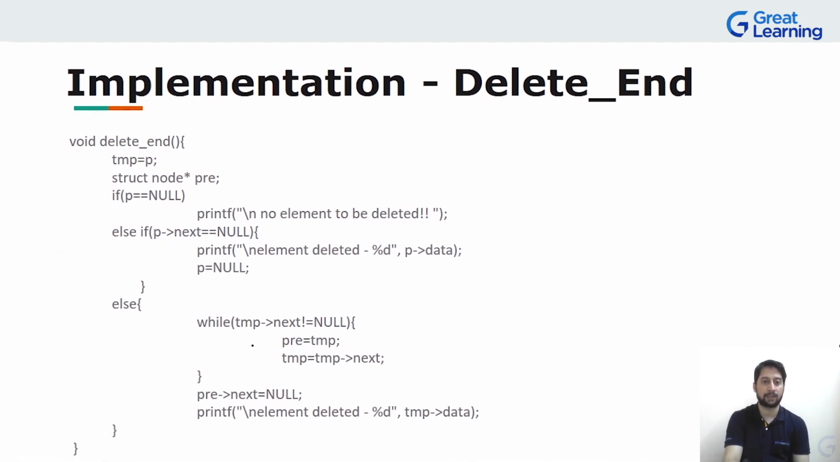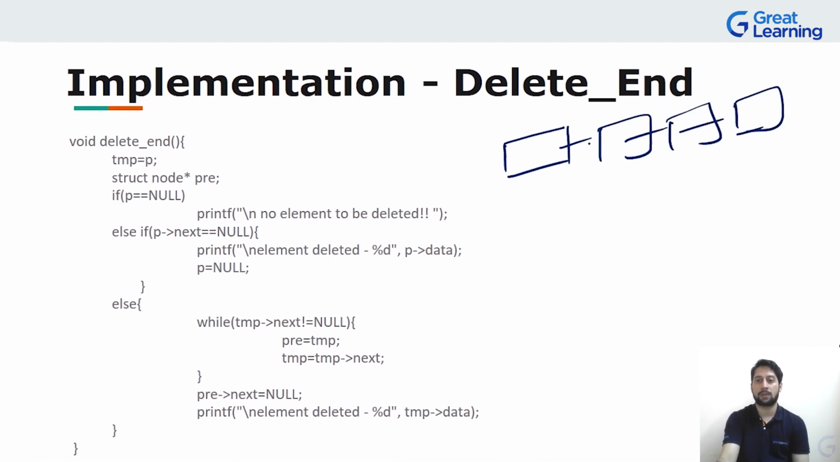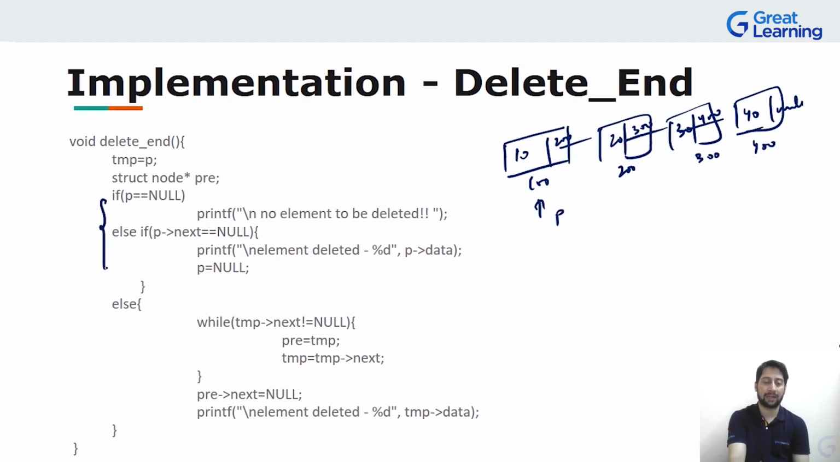Now let's talk about the final case. Let's suppose we have these four nodes, and let's suppose these are addresses: 100, 200, 300, 400, and this is null. Let's suppose the data is 10, 20, 30, and 40. So this is 200, this is 300, and this is 400. And this will be your P. So these two conditions, or these two blocks, will not be executed.